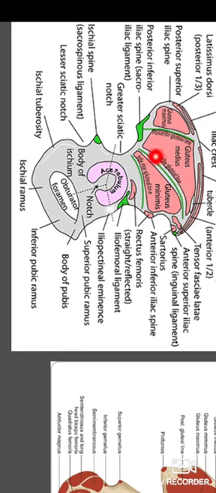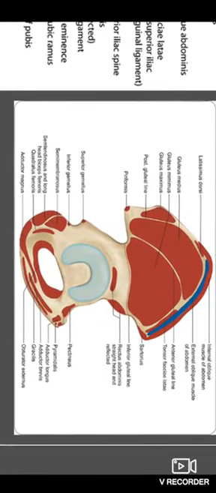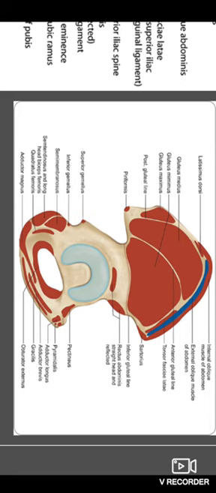The posterior gluteal line, anterior gluteal line, inferior gluteal line with the gluteus maximus, medius and minimus. This is acetabulum. Greater sciatic notch, lesser sciatic notch, ischial spine. This is obturator foramen. This is the ischium, body of the pubis, superior ramus of the pubis, inferior ramus of the pubis. This is the iliac crest. These are the muscles which are attached to the hip bone.